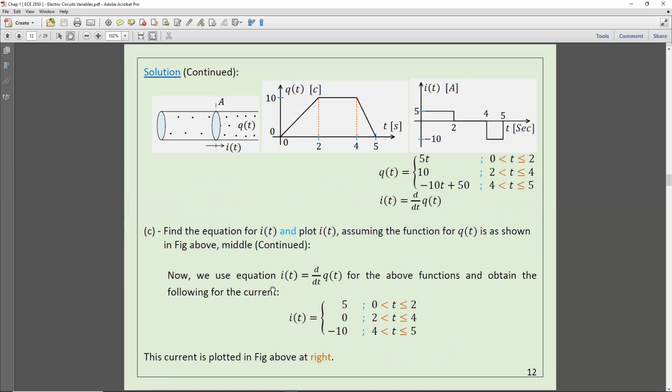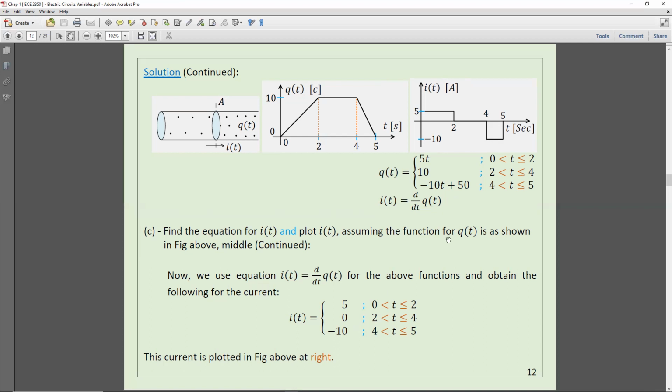So this is q of t, and this is the relation we have. When you differentiate 5t, it is 5. When you differentiate a constant value, it is 0. This is calculus.